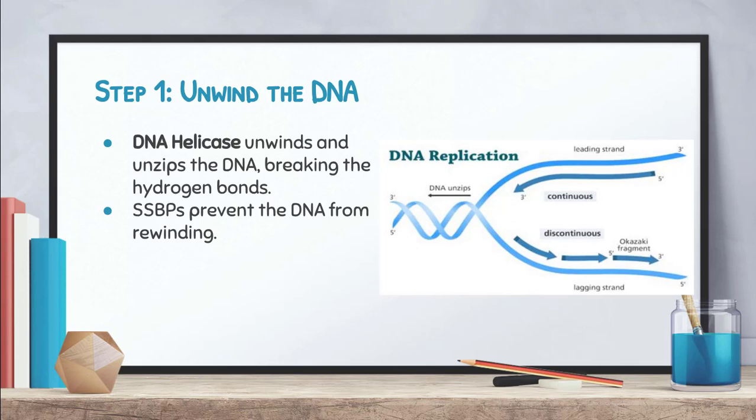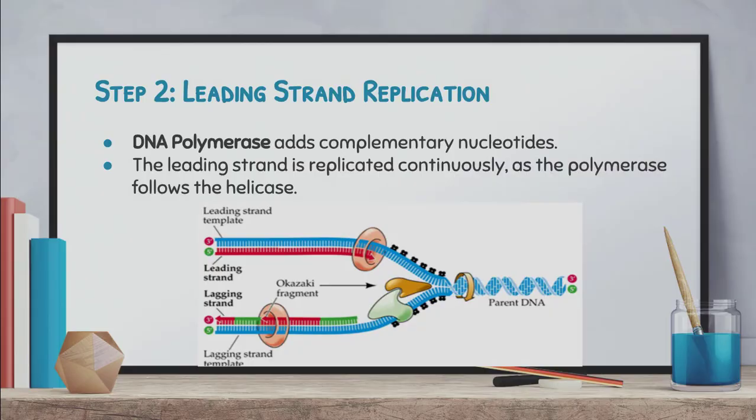SSBPs, which stands for single-stranded binding proteins, prevent the DNA from rewinding. So you think DNA wants to be in that double helix shape. And so by unwinding it, it really wants to push it back together. But single-stranded binding proteins attach to the outside ends of the strand and chemically alter the DNA, which prevents it from wanting to join back together again.